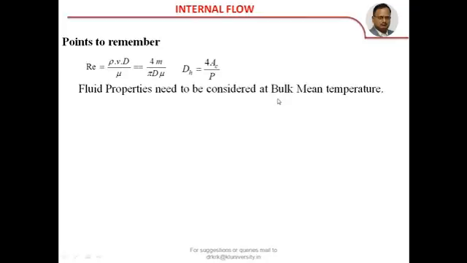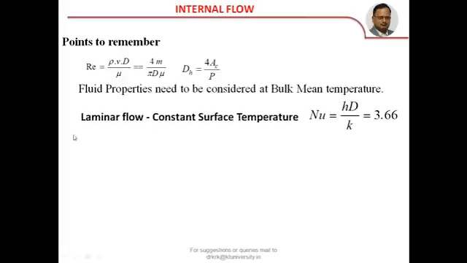Now what is it that we have covered? Reynolds number is defined as rho V d by mu or 4m by pi d mu. In case of non-circular cross-sectional areas, in the place of d we have to use the hydraulic mean diameter given by 4 times cross-sectional area by perimeter. While calculating the Reynolds number or Prandtl number, the fluid properties are to be considered at bulk mean temperature, which is nothing but inlet temperature plus outlet temperature divided by 2. If we don't know the outlet temperature, we have to assume some value and then proceed.